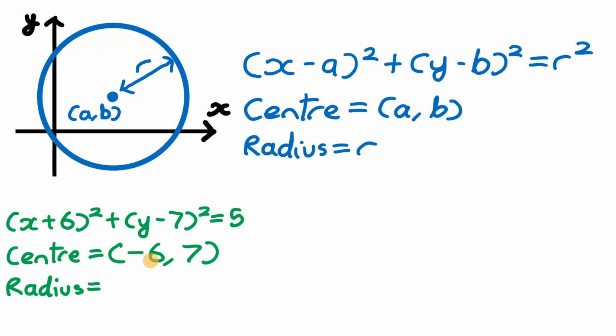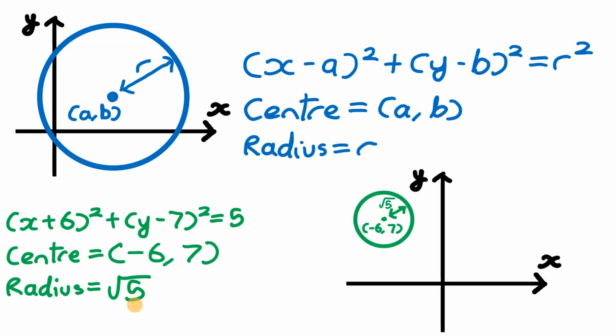So this is the centre, (minus 6, 7), and then the radius, so remember this here is r squared, so this here is 5, so the radius is going to be the square root of 5. So this is what the circle is going to look like. It's going to have a centre of (minus 6, 7) and a radius of root 5.